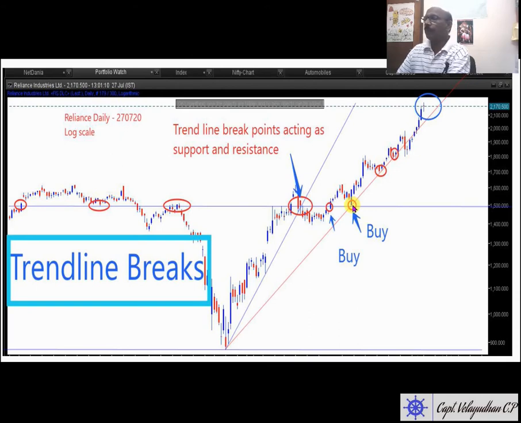And when you look at the left hand side of the chart, you can see here it took resistance, here it took resistance, here also resistance, and this area it was taking support, and here it zoomed up, and the price remained on the uptrend for quite a few days. So this is what we are talking about, the trend line breakpoints. Very important, understanding the trend line breakpoint, and this line will act as support and resistance.